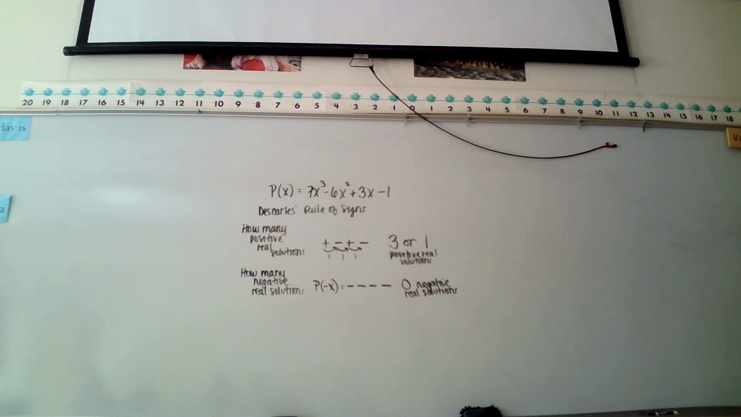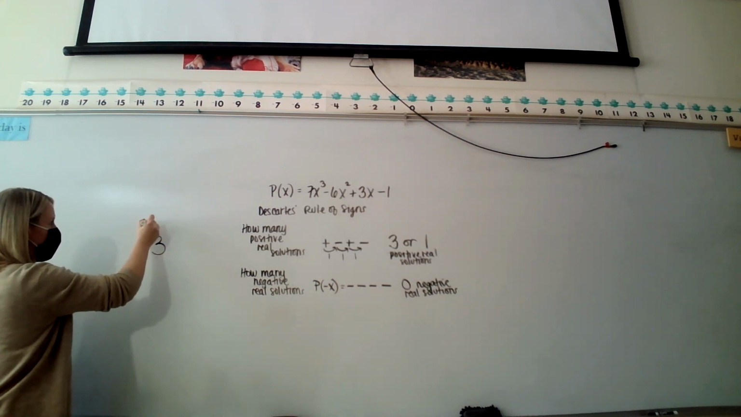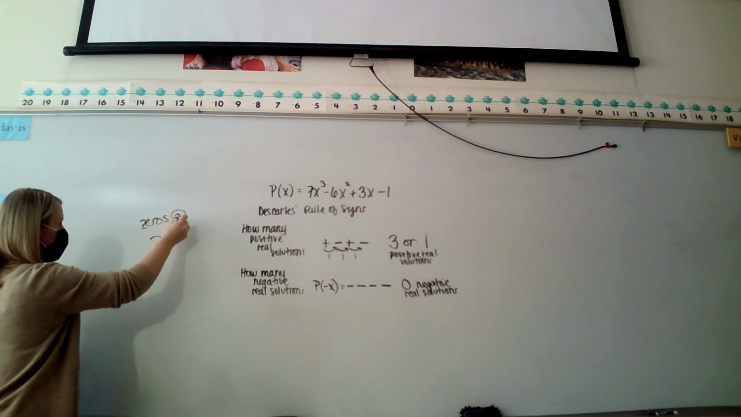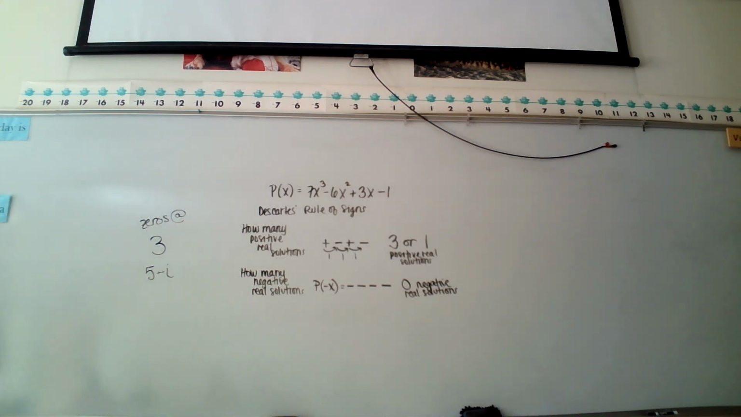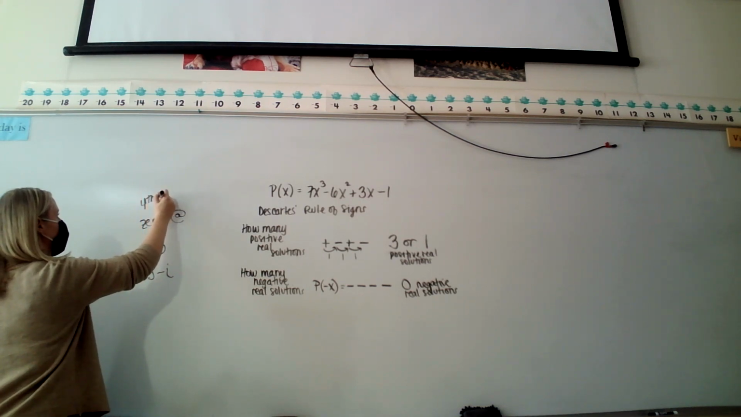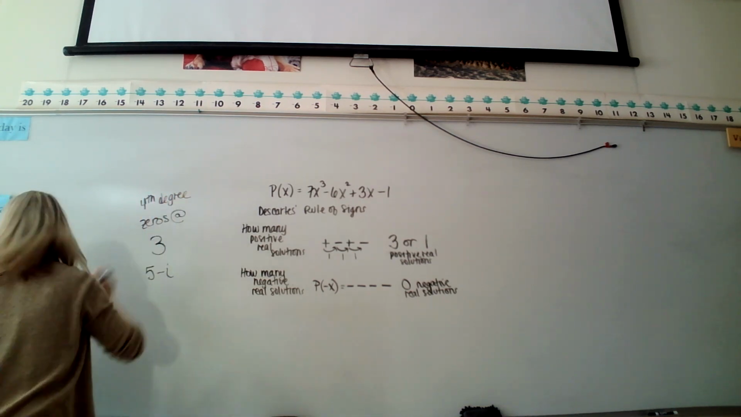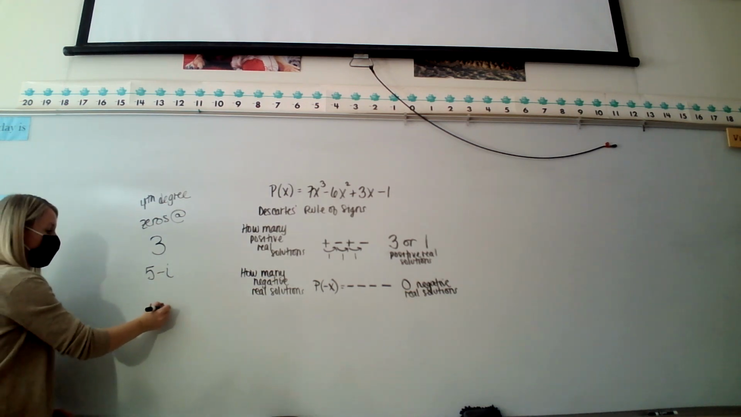A fourth degree polynomial function has zeros at 3 and 5 minus i. Can 4 plus i also be a zero of the function? So I need to remind myself this is a fourth degree. The answer is no.